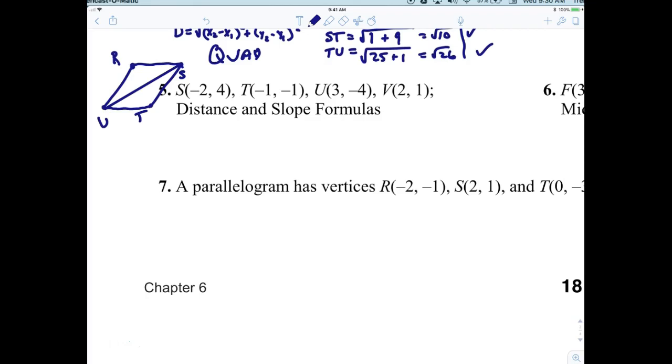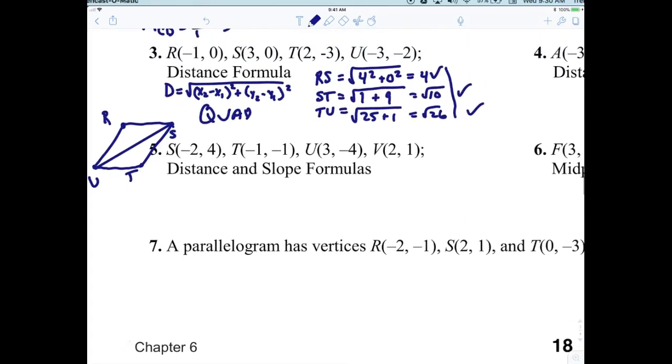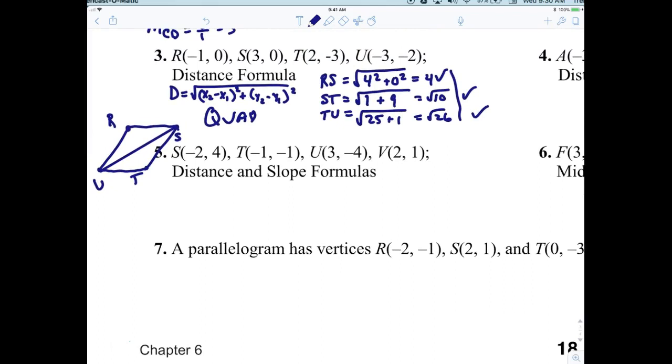Hold on. Go ahead. I'm glad you're asking. Okay, so those were the lengths of the sides of the quadrilateral. And we're trying to say, is it a parallelogram? In this case, I can stop because the opposite sides are not equal. Opposite sides have to be equal. So all 3 of them are different. Now, I was hoping TU would be either 4 or square root of 10.